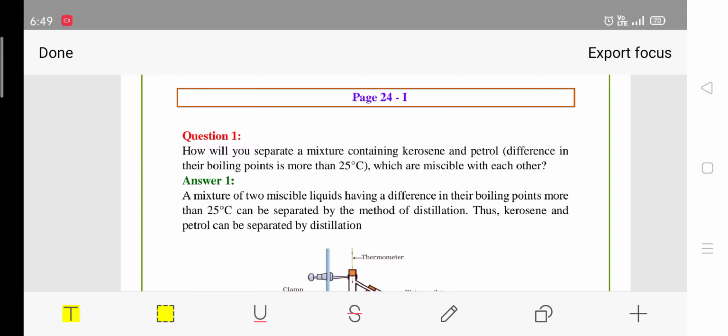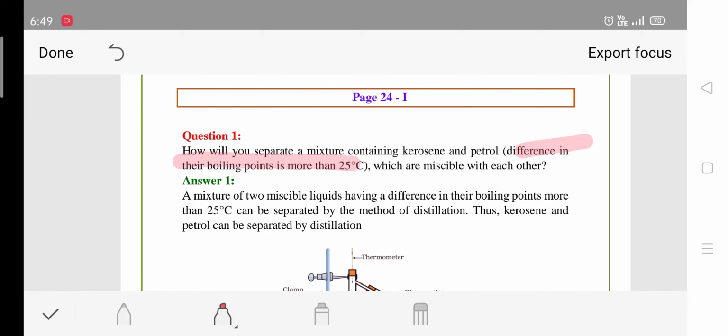A mixture of kerosene and petrol is given to you. Both have a difference in boiling point of more than 25 degrees Celsius, and they are miscible with each other. They can mix into each other.